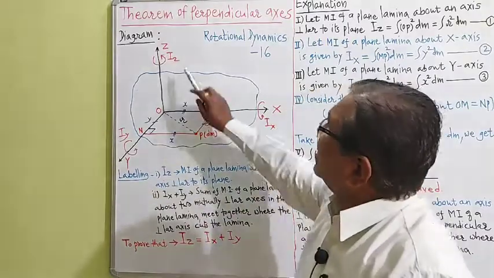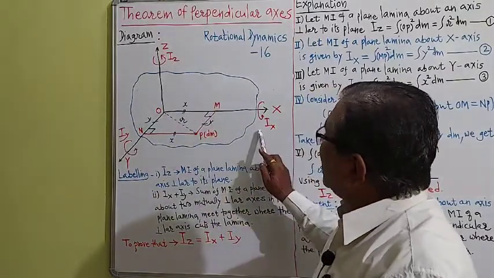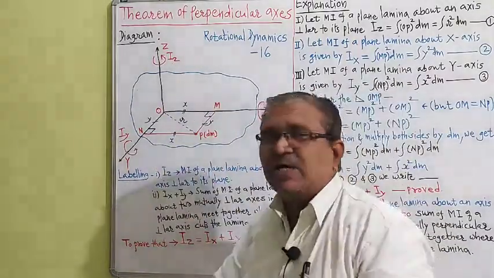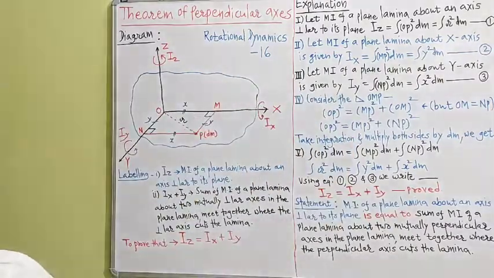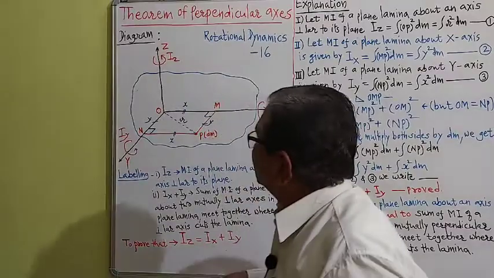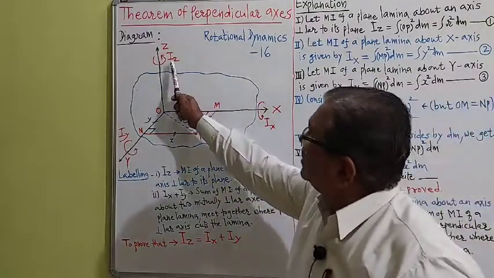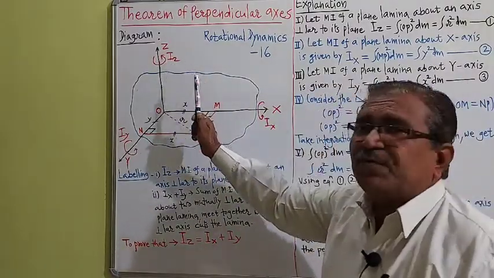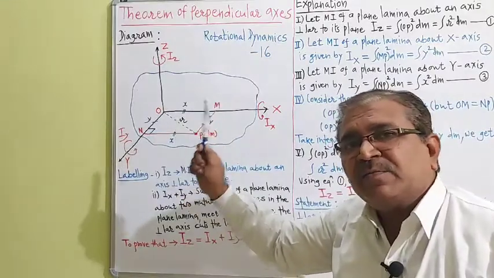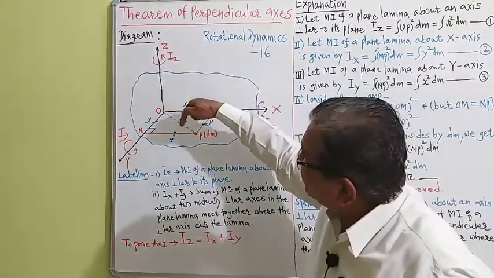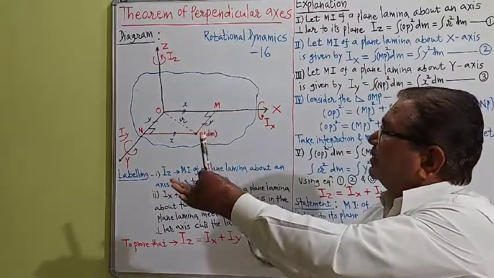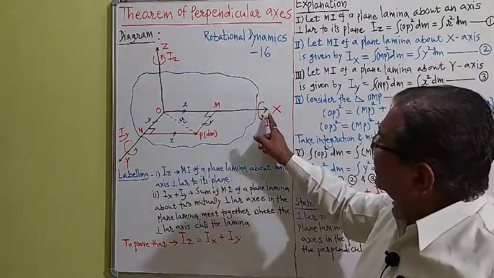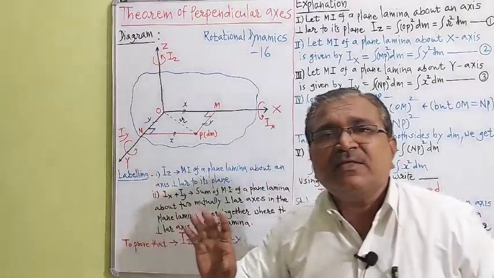What is this Iz? What is this Ix? What is this Iy? That we will see now. See here. What is Iz? Moment of inertia of a plane lamina about an axis perpendicular to the plane lamina, like this. This is Iz.